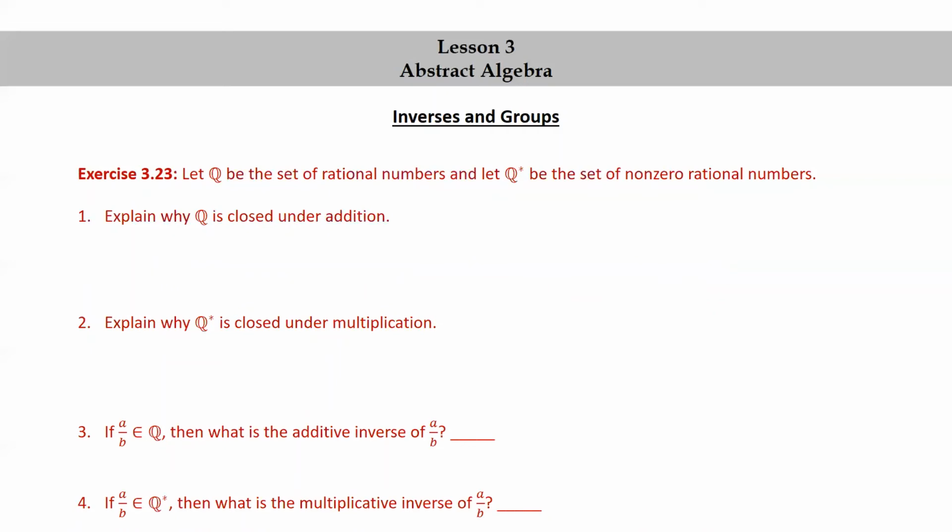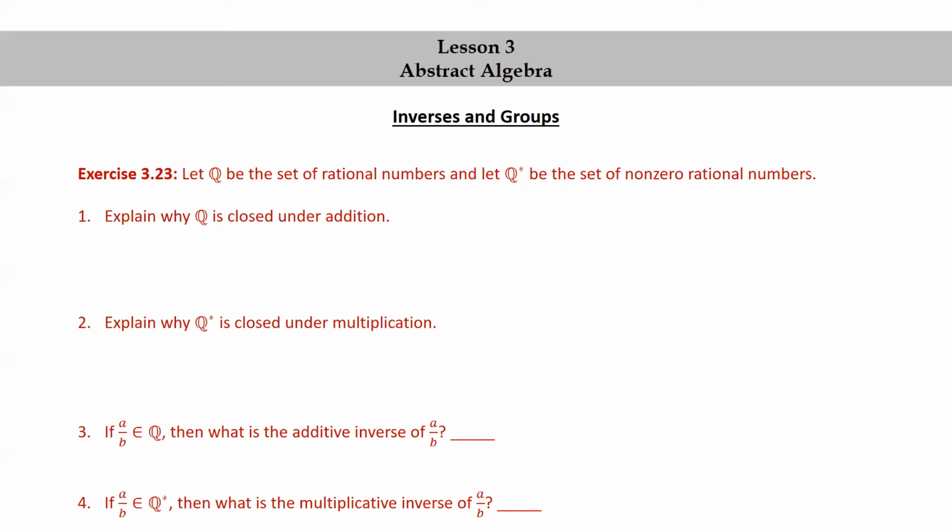Let's try another exercise. Let Q be the set of rational numbers and let Q star be the set of non-zero rational numbers. Go ahead and pause this video, try this exercise yourself, and then resume the video to check your answers against mine. Okay, 1.